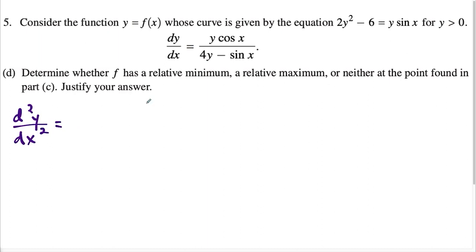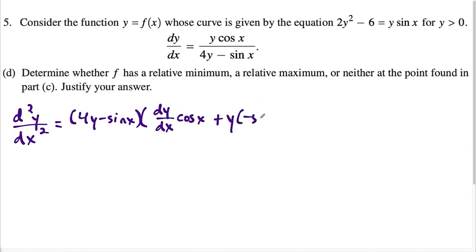And we're going to have the low function here. We have 4y minus sine x times the derivative of the function in the numerator. And we have the derivative of y is dy dx times cosine x. And then we have plus y times the derivative of cosine x is minus sine x. So that's the first part here for our quotient rule.